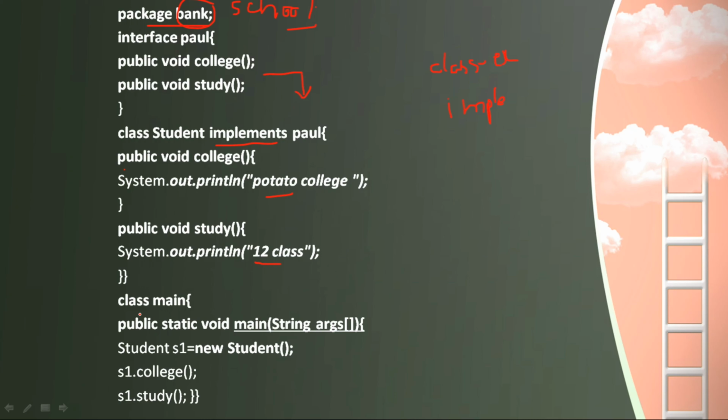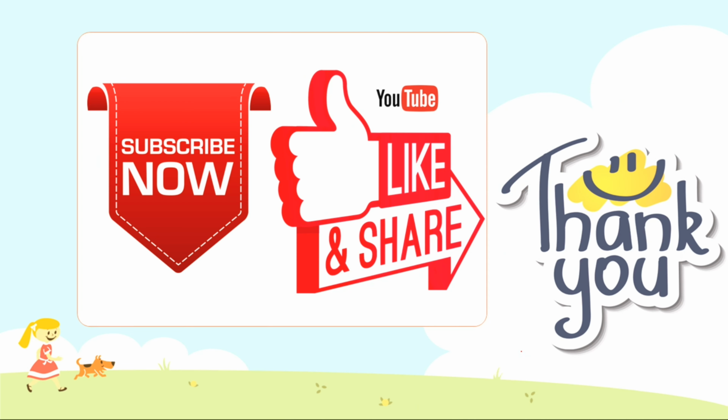In the main class, I am creating an object named S1, such that this object belongs only to the subclass and doesn't belong to the main class, that means the parent class. By using the object only, we can access the data. So this object accesses the data and prints the data.